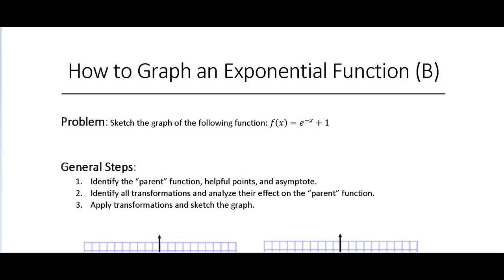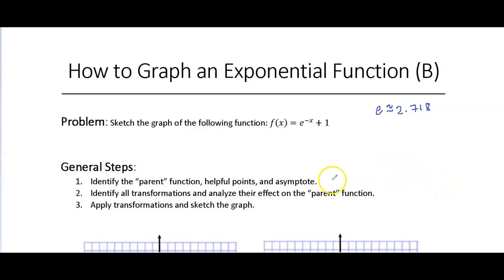How to graph an exponential function, example B. Sketch the graph of the following function. We have f of x equals e to the negative x plus 1. Now remember, e is a natural number, and e is about 2.718. So the first thing we want to do is identify the parent function. Use the helpful points and the asymptote.